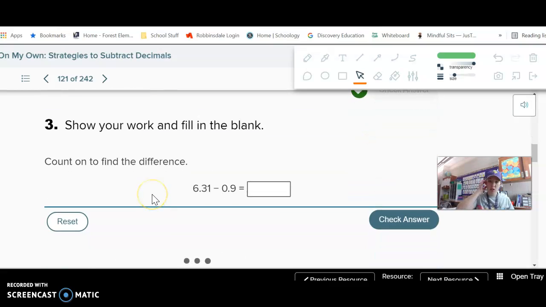Okay. So 6 and 31 hundredths minus 9 tenths. Go ahead and use this strategy to figure it out. All right, hopefully you got it.